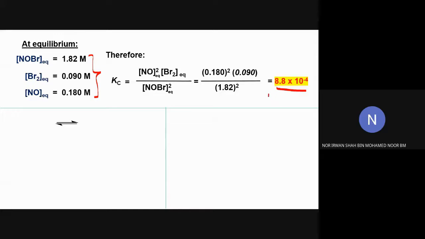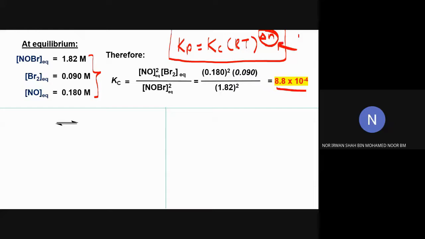Do you still remember what is the relationship between Kc and Kp? You still remember, class? Kp equals Kc times RT to the power of delta N. So this is the relation between Kp and Kc. Before we can use this equation, first of all, we need to find out the value of delta N. We need to determine this first.